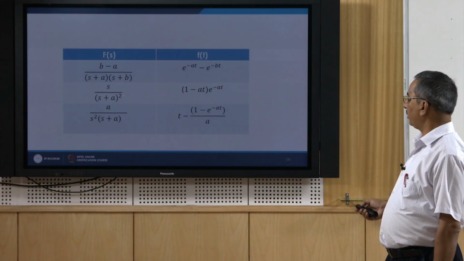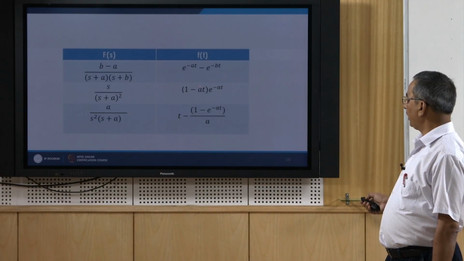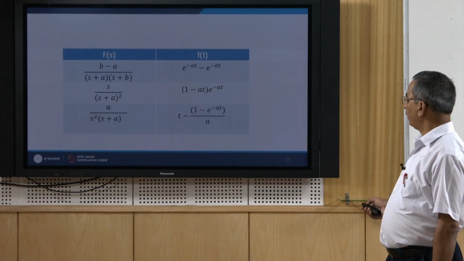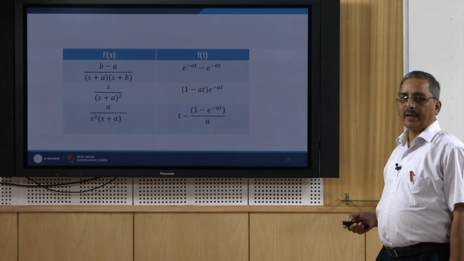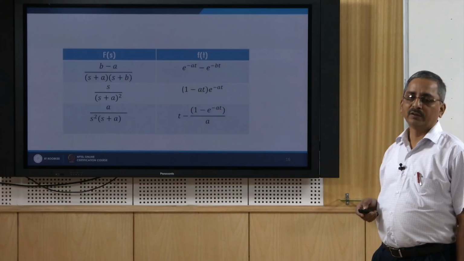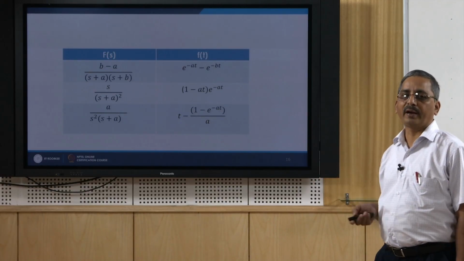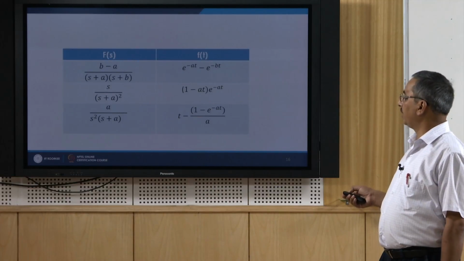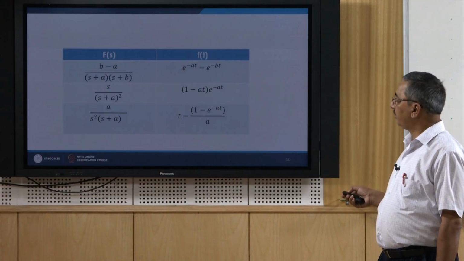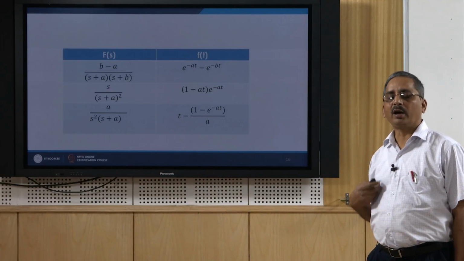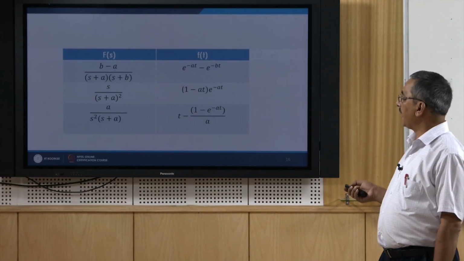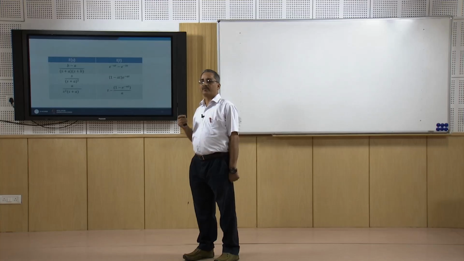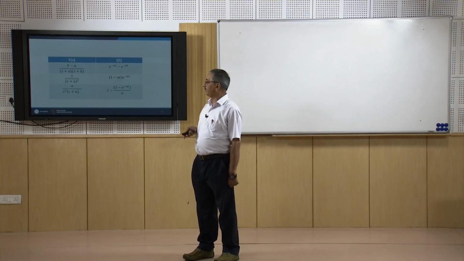s by (s plus a) whole square gives 1 minus at into e to the power minus at. Similarly, for a by s square into (s plus a), it is t minus (1 minus e to the power minus at) upon a. So, this way we can define the inverse Laplace transform and find the values for some of the standard functions. Now, many times we may have a quadratic or cubic term in the denominator. In that case, we rewrite the equation in the form of partial fractions, and then we find the inverse Laplace transform.